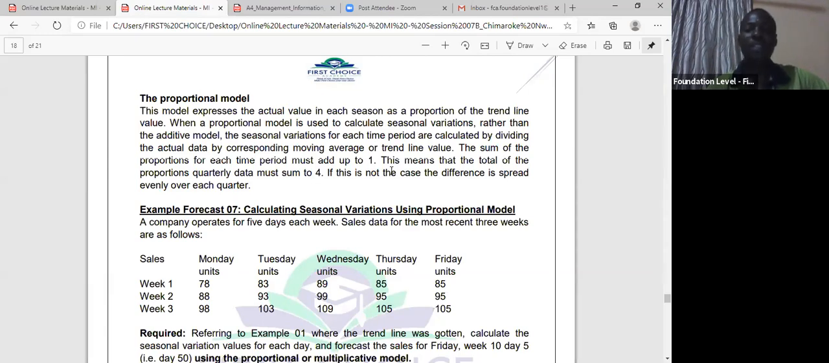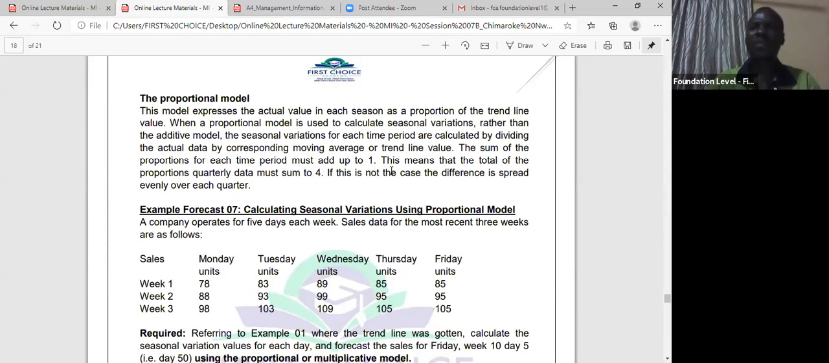It will be equal to the number of items that make up a cycle. Secondly, your forecast is done using multiplication. So you will not be seeing things like plus or minus. Your seasonal variations will be either more than 0 or less than 0. Sorry, they are all going to be more than 0. Either more than 1 or less than 1.